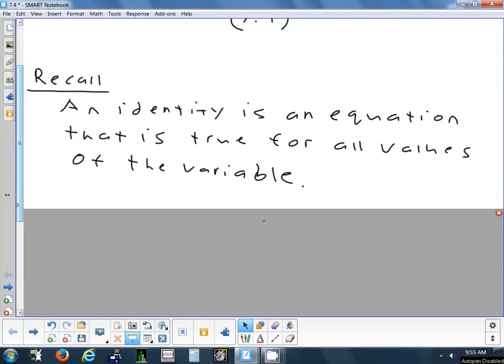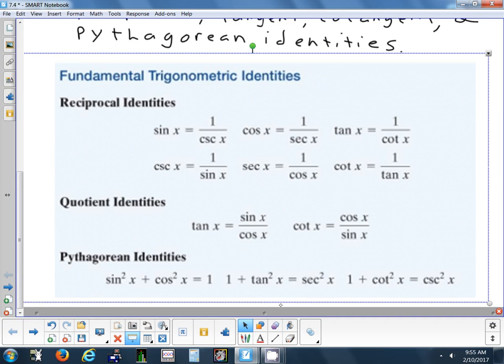Just as a reminder, an identity is an equation that's always true. So when we're using any of these formulas, we put just an x here. X can be anything. These are identities that are always true, regardless of any value you use for the angle. It works with a 30-degree angle. It works with a 76-degree angle. They're identities, so they are always true.